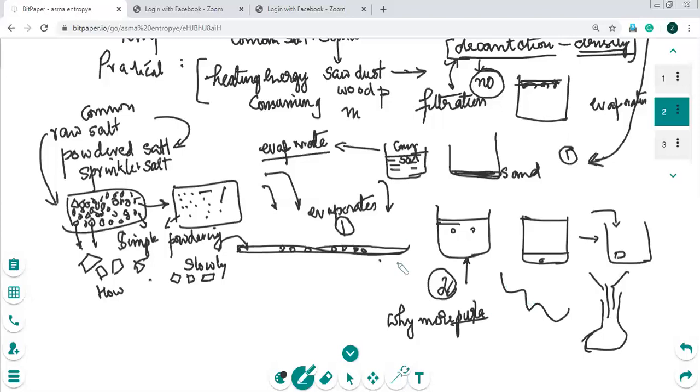Now look here. There is a difference in the process procedure here and here. What is the difference? In 1 and 2, there is a difference in the process. The temperature is so high in the second one. No, temperature is just the same. Suppose I keep a beaker exposed to air, it may take 1 hour or 10 hours to get rid of this water. This takes very less time.